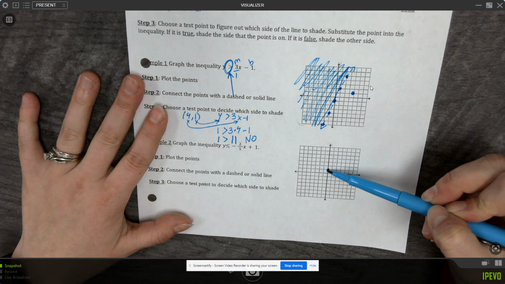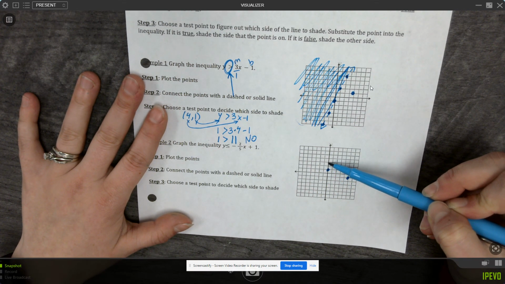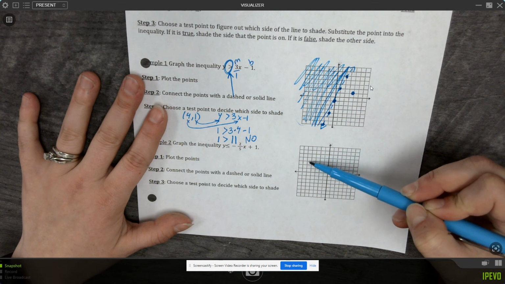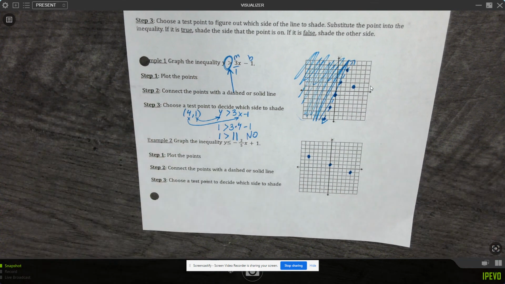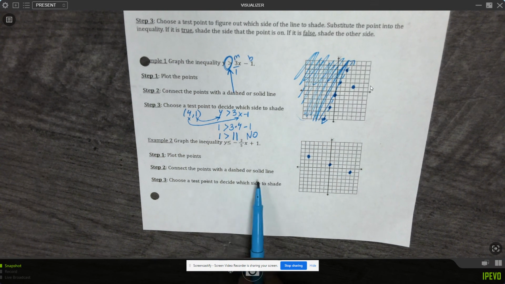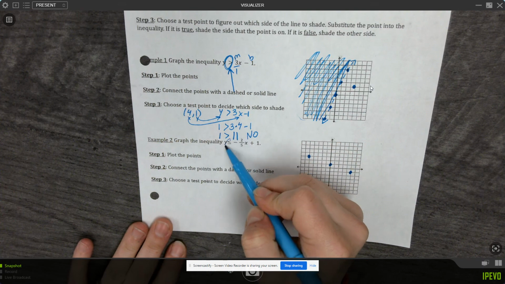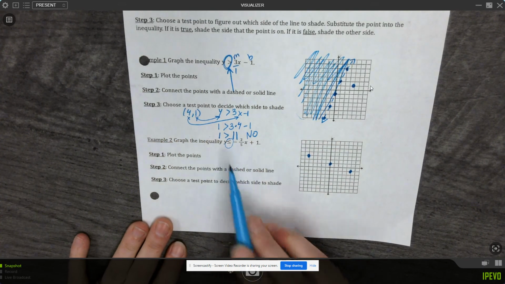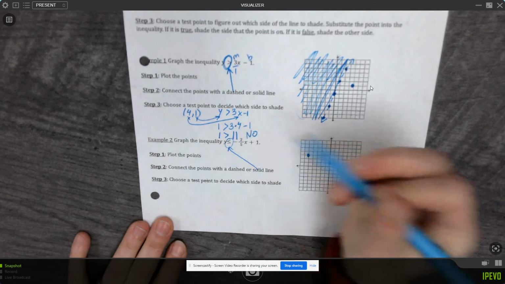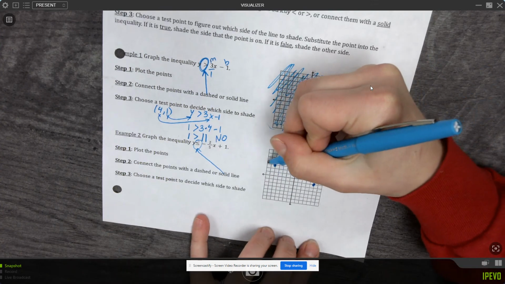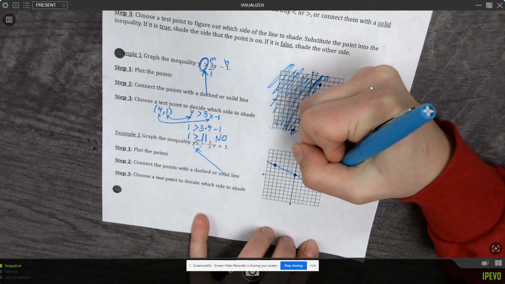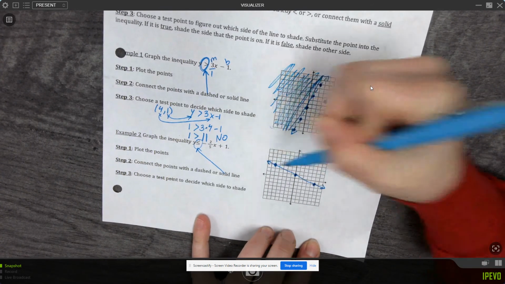Then we're going to rise 2 and run now left 5. That's as far as I can go in that direction. Now we are going to connect solid or dashed. Looking at our inequality symbol, this time we have the or equal to, so that's going to let us know we are solid. So connect those with a solid line. Arrows on the ends.